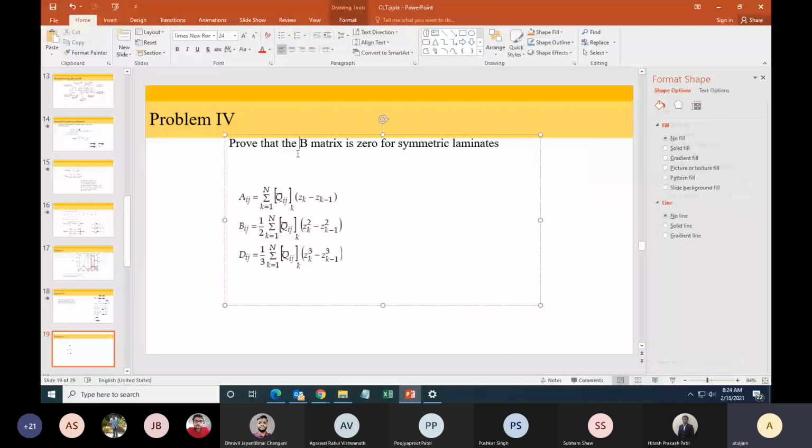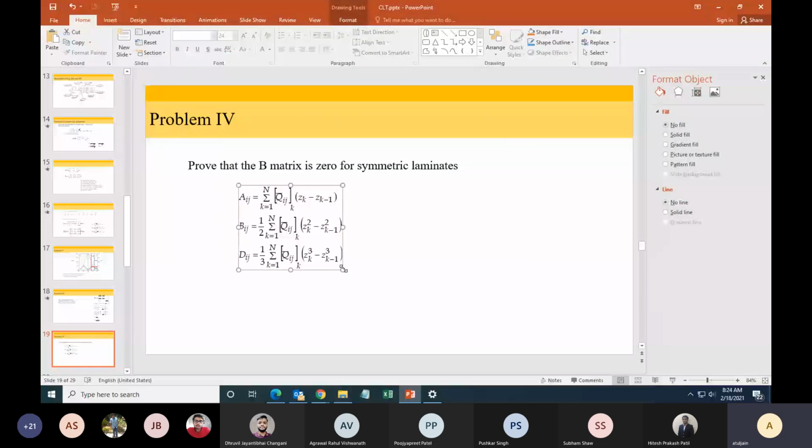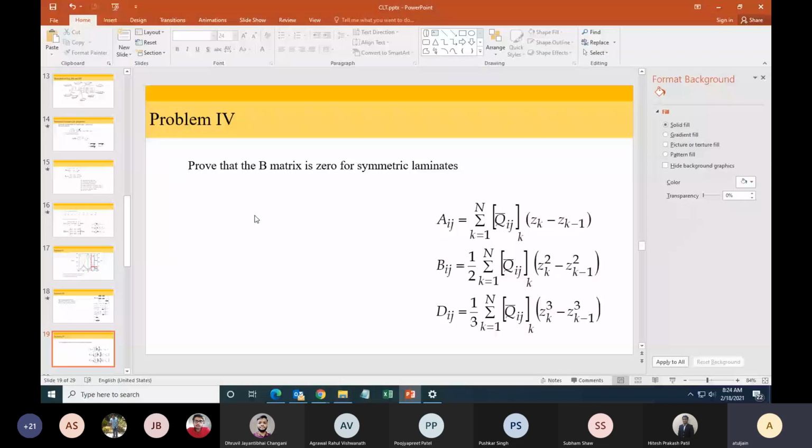Okay. The next is, can you prove this? Formulas I am putting it for reference. Prove that the B matrix is 0 for symmetric laminates. Take a general symmetric laminate and prove that the B matrix is 0. How will you do this?